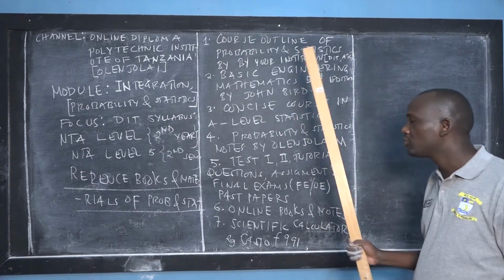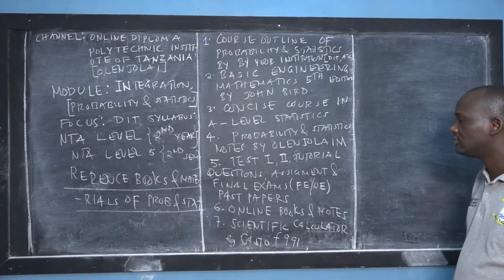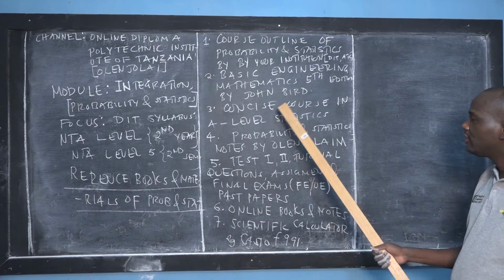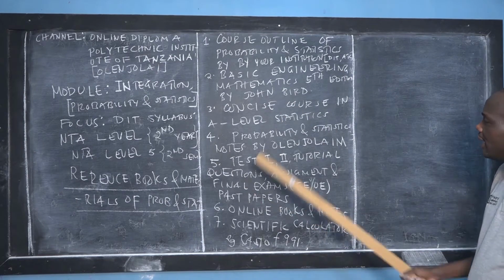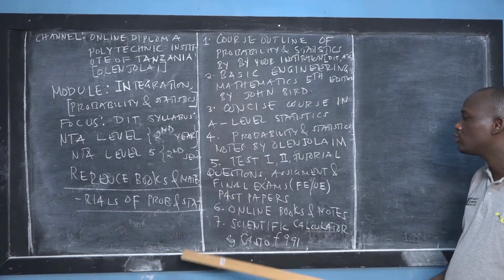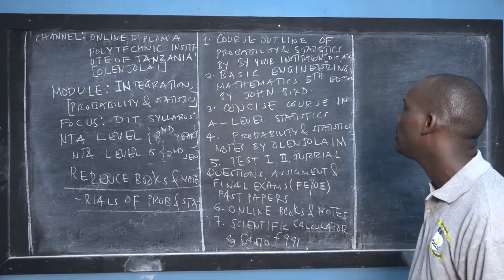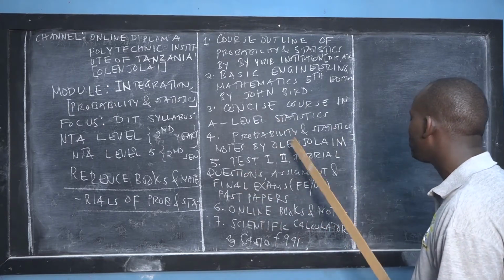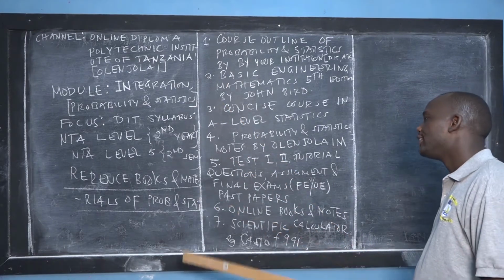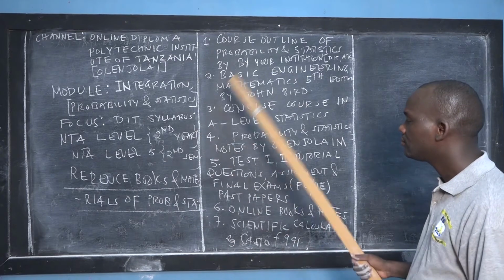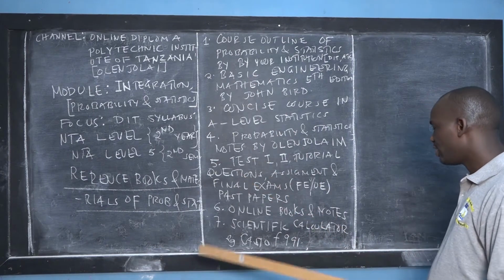This is a very good book, and it puts a lot of effort into teaching probability and statistics. I met this book when I was in A-level studies 11 years ago, and I enjoyed it. I understood many concepts in probability and statistics by reading this book myself. So it's very important for you to get this book. Also, Probability and Statistics by Olenjolai, the notes that will be given to you on Blackboard, and you can also order a copy of the notes.